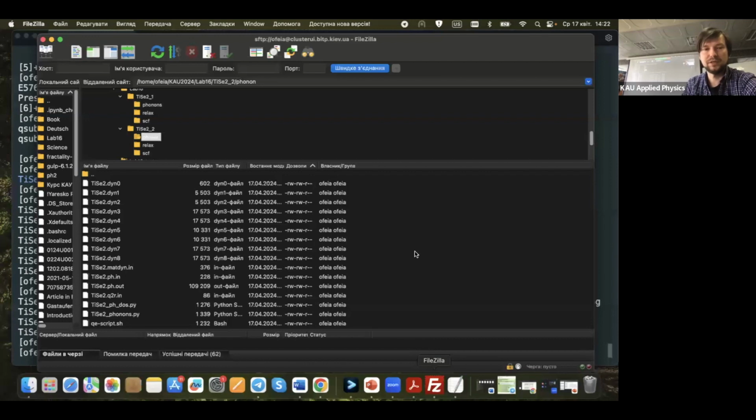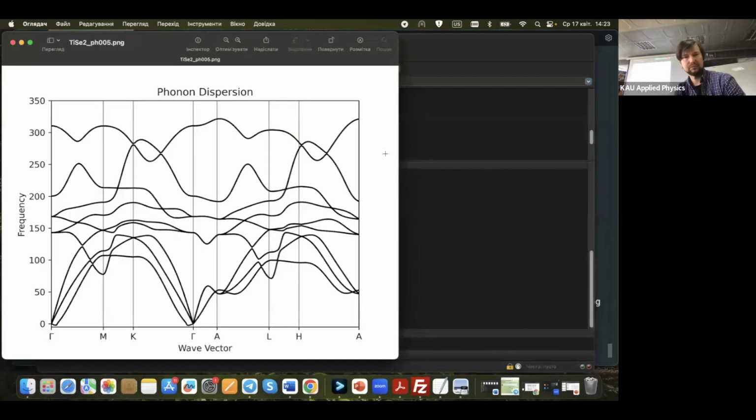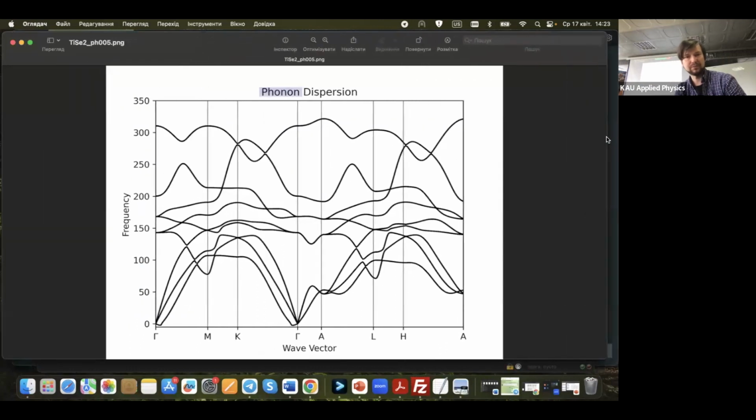And now let's check if it created the plot. We have this PNG file. So here it is. It looks like a rather common phonon dispersion plot. We have this thing here, but it means that we took not enough k points to make it smooth. So this gamma point is the hardest point in phonon calculation.